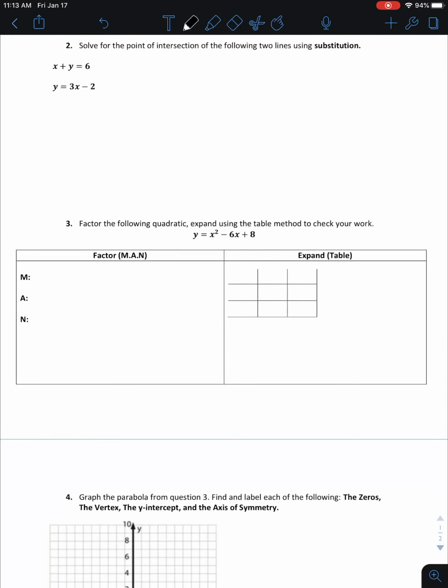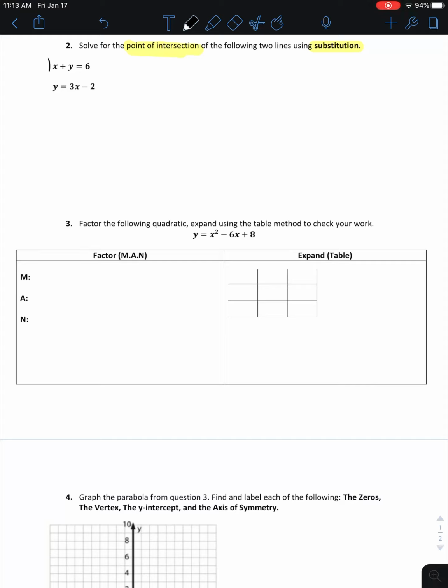Okay, so much like the last question, you can see the point of the last question was to find the point of intersection. This also says find the point of intersection, except there's no graphs this time. So we're going to do this algebraically. We're solving for the point of intersection, and we're using substitution, which is a method we've done.